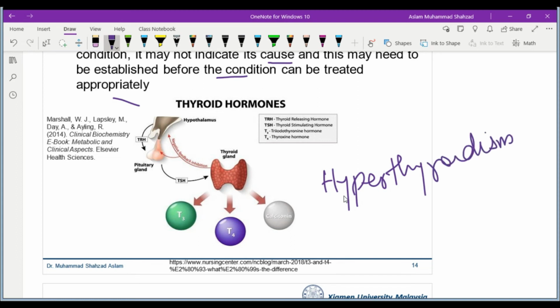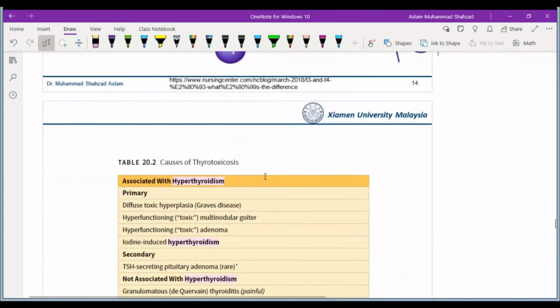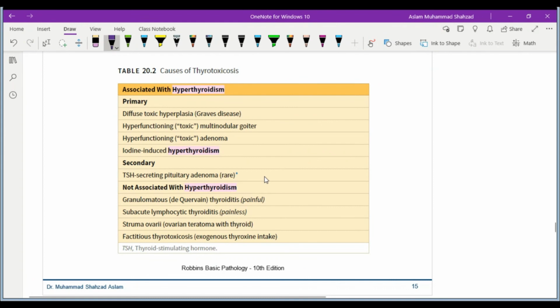where there is an increase of the T3 level in the blood. That increase of the triiodothyronine hormone could be caused by multiple reasons, because hyperthyroidism is caused by primary reasons, secondary reasons, and sometimes causes not associated with these conditions given below. So the increase could be because of a hyperfunctioning adenoma, or Graves' disease, or multinodular goiter disease, or iodine-induced hyperthyroidism, or secondary causes, which could be because of TSH, the thyroid stimulating hormone, secreting pituitary adenoma.